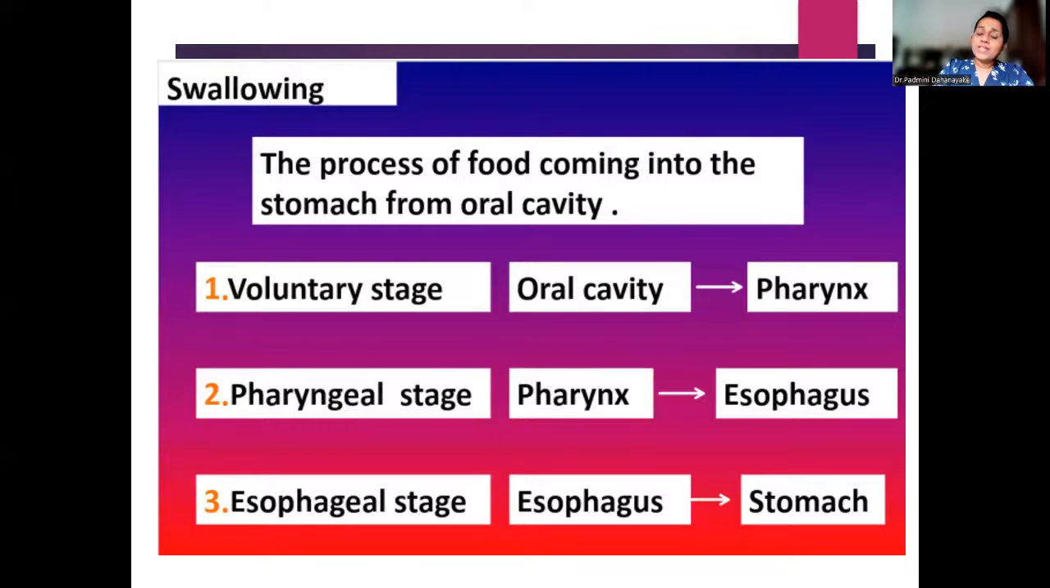Now, the oral stage means you are pushing your food bolus from the oral cavity into the pharynx. And the pharyngeal stage is when you have your food bolus in your pharynx and then push it into the esophagus. That is the pharyngeal stage, which is the most complicated stage among the three. And the esophageal stage is somewhat easier: you are propelling the food bolus from the esophagus towards the stomach.